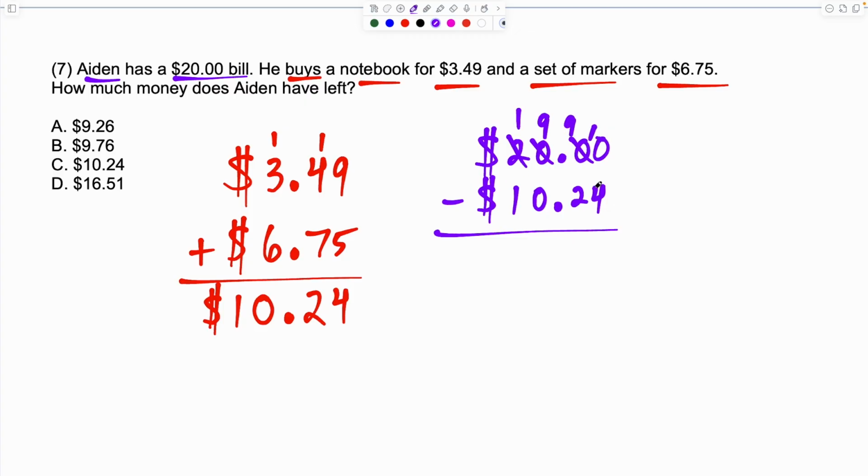Okay, so now I'm doing 10 minus 4 is 6. And then next I'm going to do 9 minus 2 is 7. And then I could bring down the decimal. And then from here, notice we would have 1 minus 1. So I'm not going to write a 0 in the tens place. I'm just going to worry about doing 9 minus 0 is 9. And then this is going to be the difference here, 9.76. And we're talking about money, so this is $9.76, choice B.